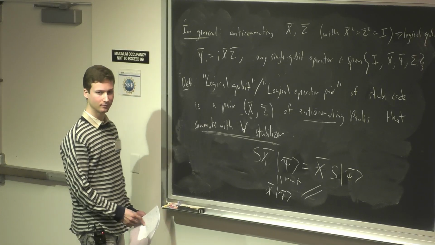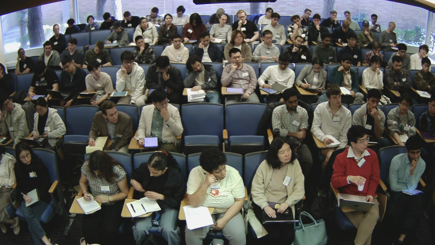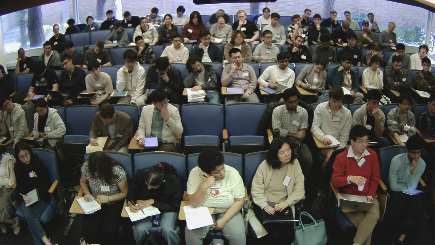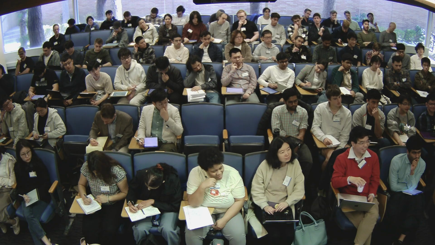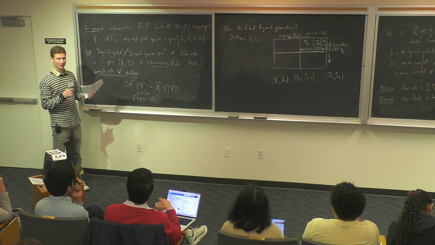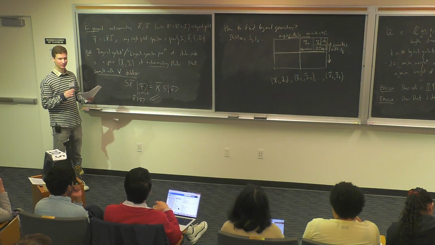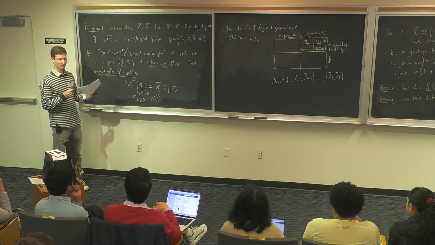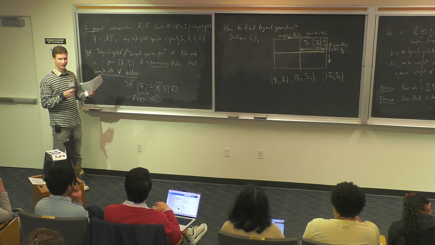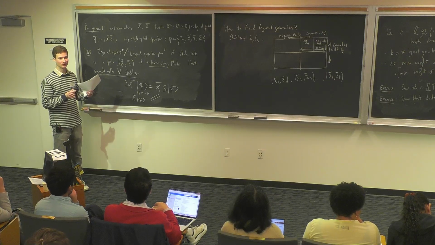Great. Yes. How do you choose the stabilizers to start with? Oh, yes. That is the hard part. Here we're assuming we're given a stabilizer code, and we're asking how do we find the logical operators. But actually, constructing the stabilizers, or defining the code, is one of the hardest parts of quantum error correction.